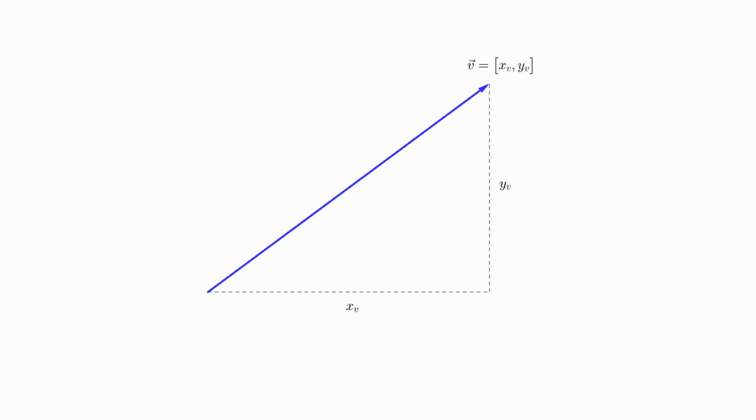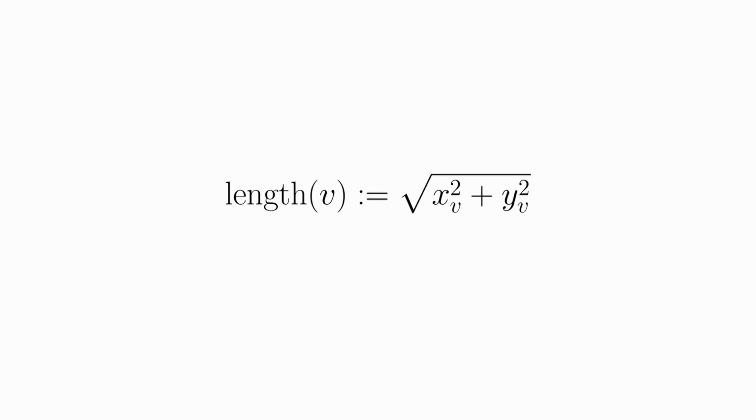So we obtain a right triangle, and the Pythagoras theorem says that the length of the vector is just the square root of the sum of squares of the two coordinates. So the length of a vector v is the square root of xv squared plus yv squared. So our first function, I will call it length. It takes a vector v given by its two coordinates xv and yv and returns the square root of the sum of the squares of xv and yv, which is the length of the vector v.